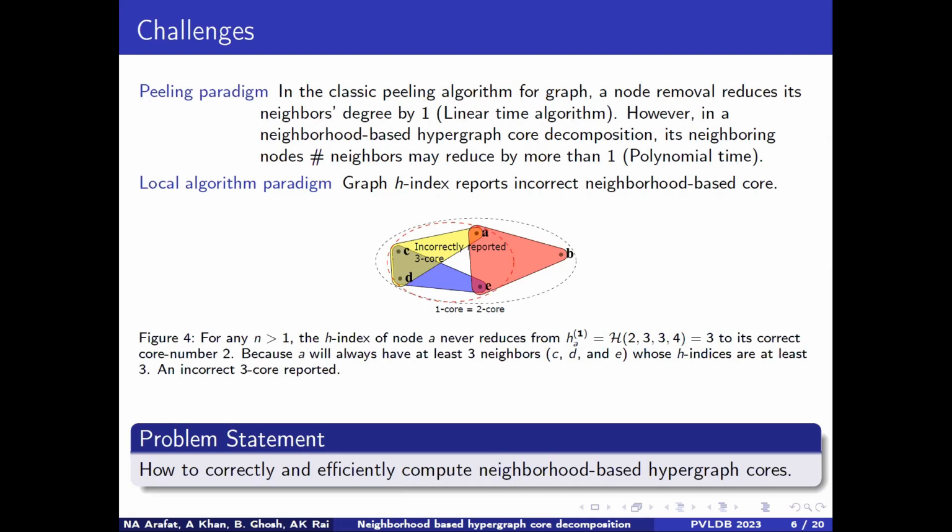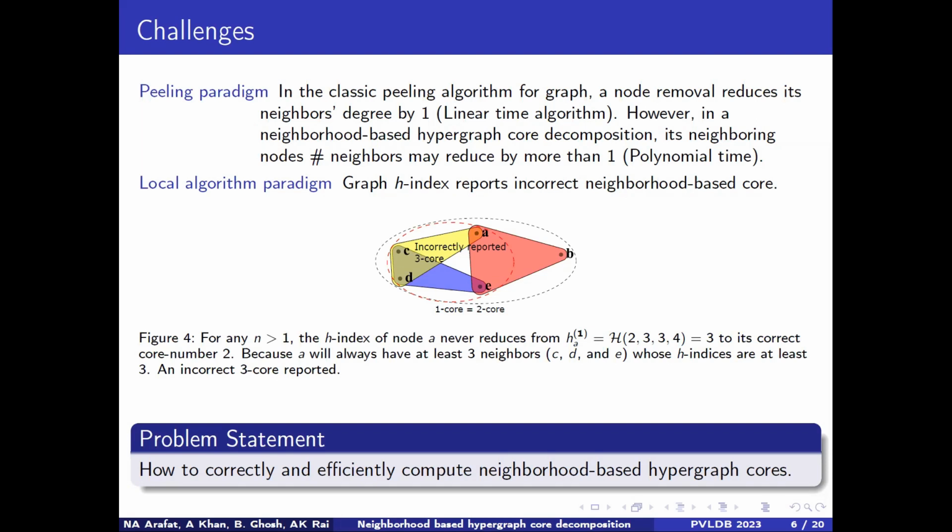Next, local algorithms are very effective to implement parallel schemes for graph core decomposition. They are based on H-index. In graph core decomposition, every node with core number k has H-index at least k. And the subgraph induced by nodes with H-index at least k has also at least k neighbors per node in that subgraph. However, the latter property does not hold for neighborhood-based hypergraph core decomposition.